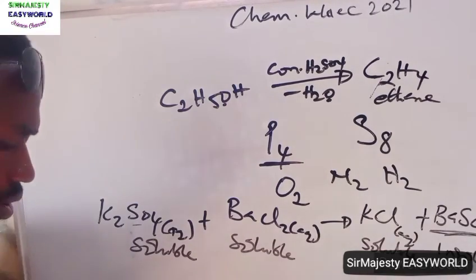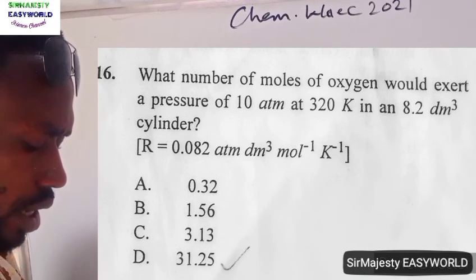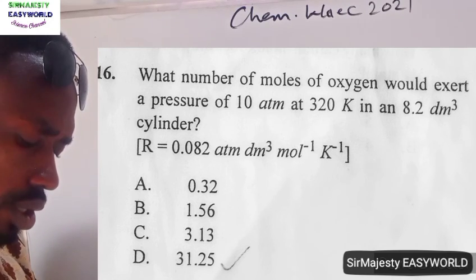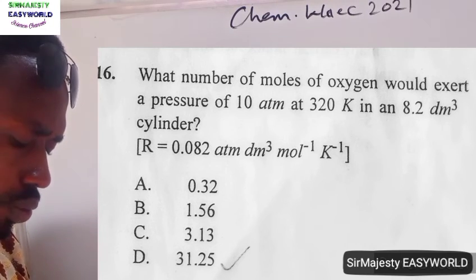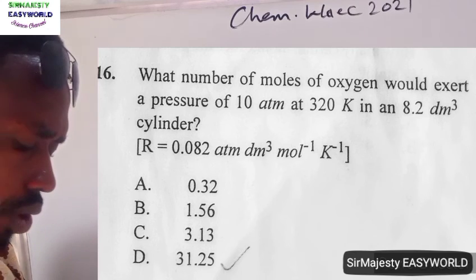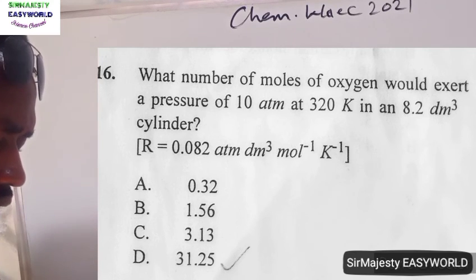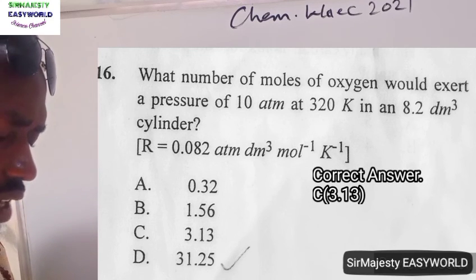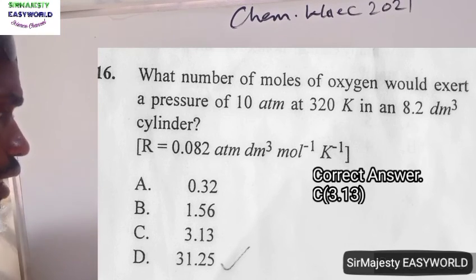Then the next question, that should be question number 16. What number of moles of oxygen would exert a pressure of 10 atm at 320 Kelvin in an 8.2 dm cube cylinder?